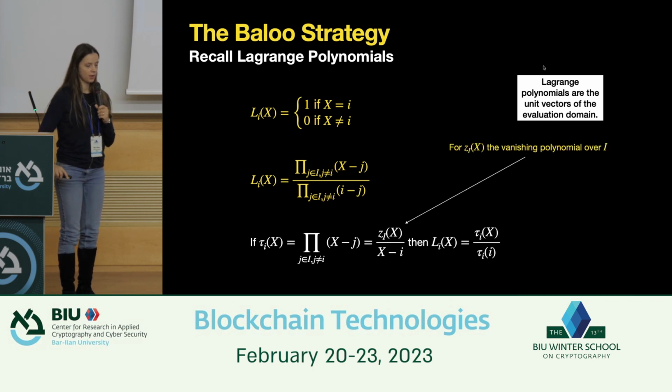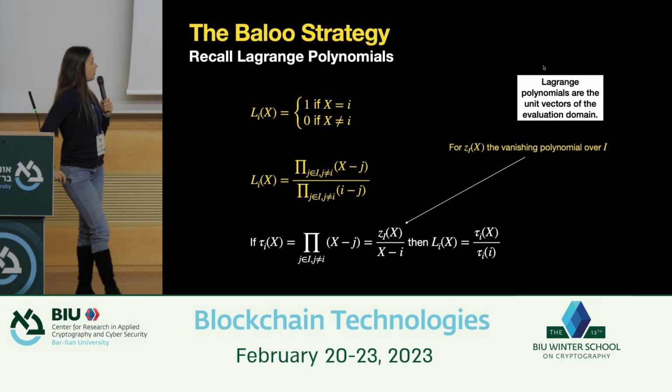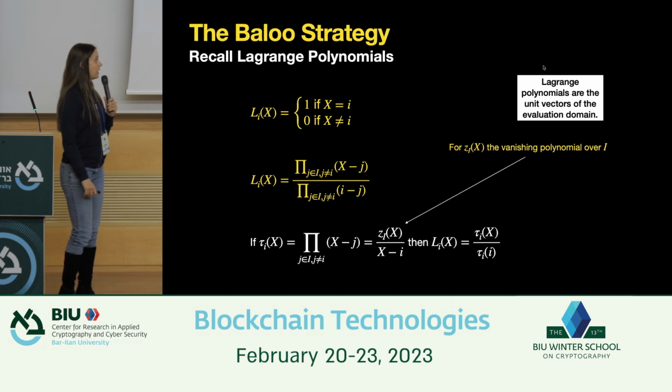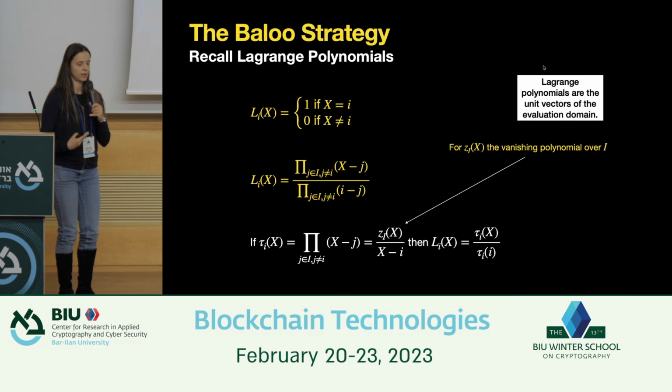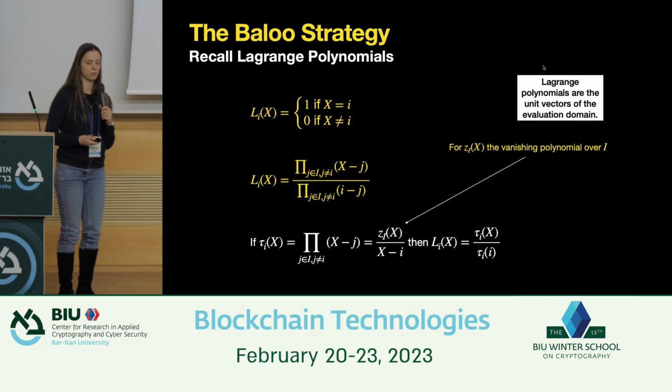In particular, the tau I of x polynomial is equal to the full vanishing polynomial zI of x, which is something that we're going to have a commitment to, divided by x minus I for some I in the domain. Which means that when we want to compute our unit vector, we have that Li of x is equal to tau I of x divided by tau I of I, which is then something we'd be able to evaluate.